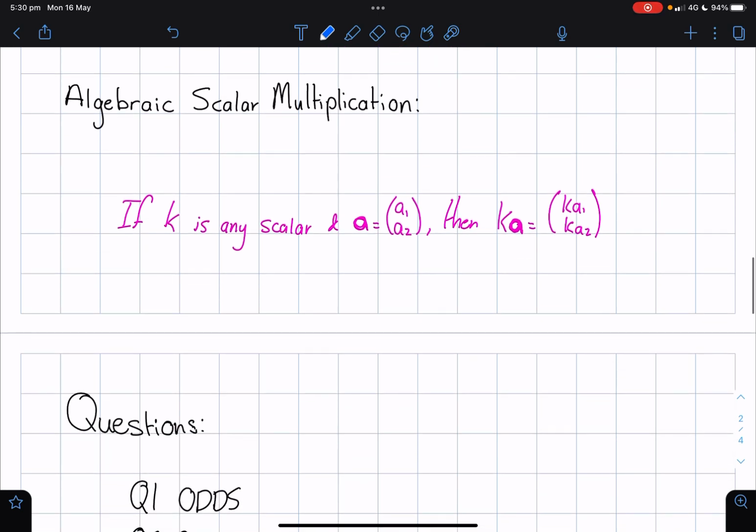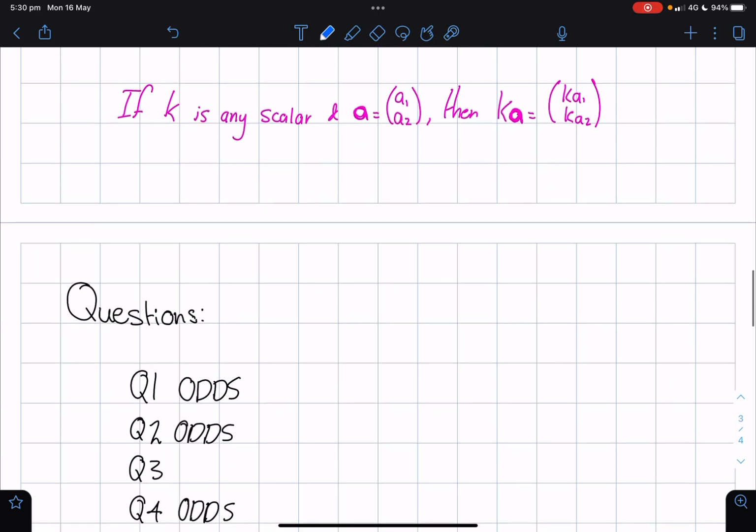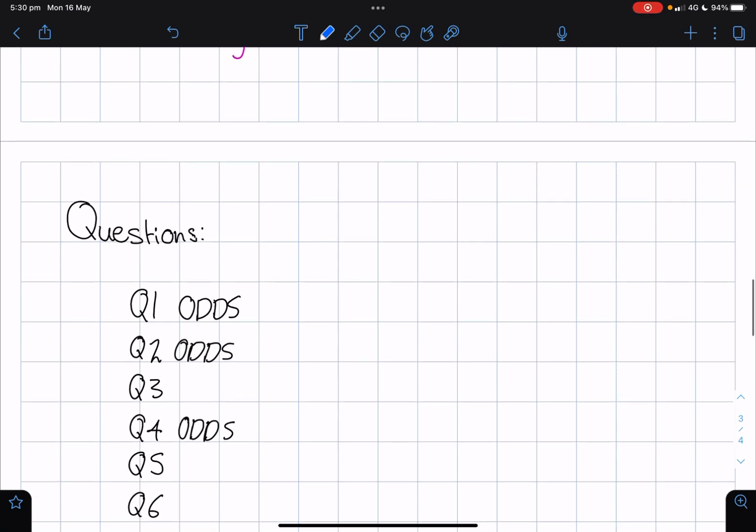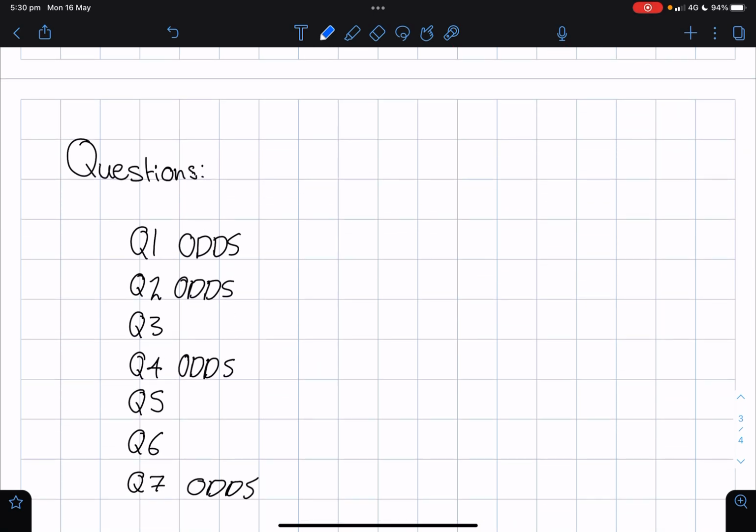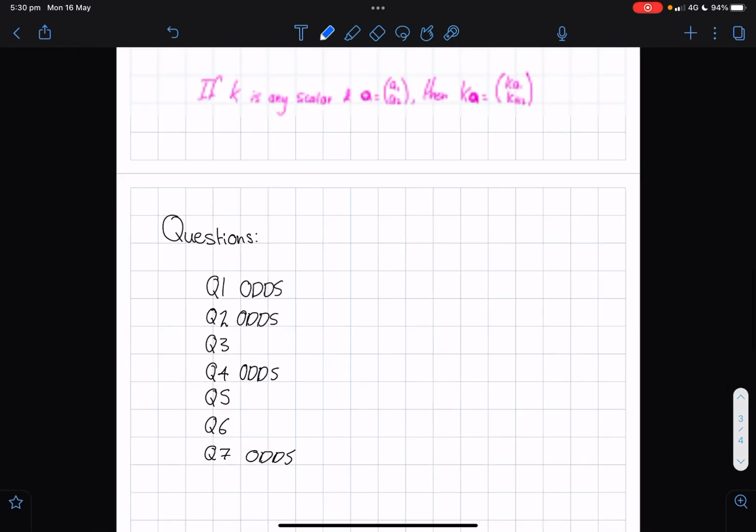Please have a crack through questions 1 odds, 2 odds, question 3, 4 odds, 5, 6, and 7 odds. It may seem like a lot of questions, but it's super simple stuff. You guys will fly through these questions.